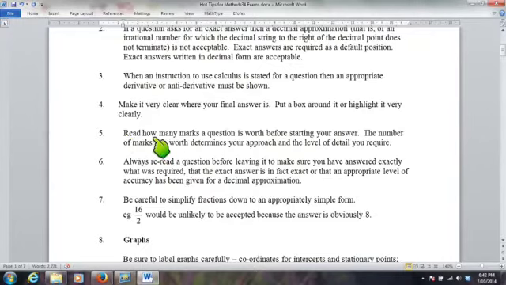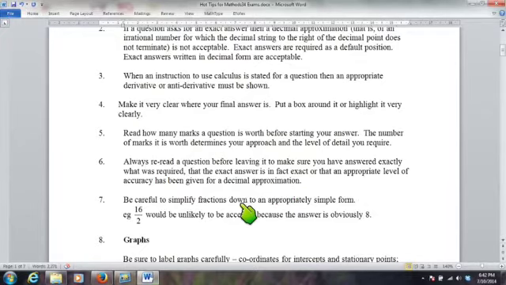Number 5, read how many marks a question is worth before starting the answer. That is really important. The number of marks that a question is worth determines your approach and the level of detail you require, okay? So please do that, guys. Number 6, always reread a question before leaving it to make sure you have answered exactly what is required. Okay, that an exact answer is in fact exact, or that an approximate level of accuracy has been given for a decimal approximation. That's what you need to do before checking out of every question on that paper, guys.